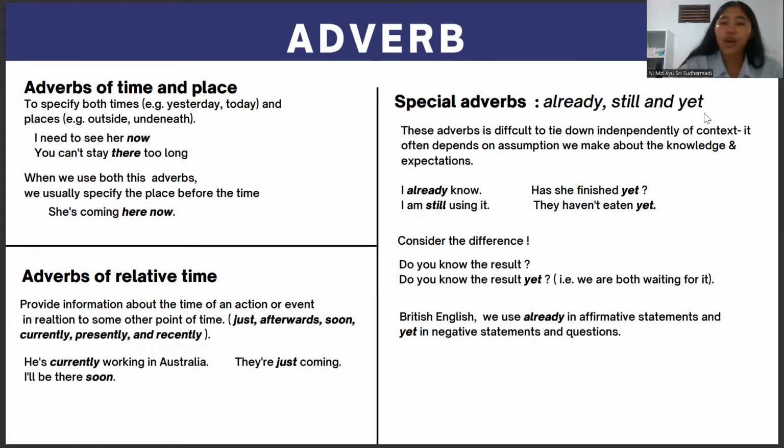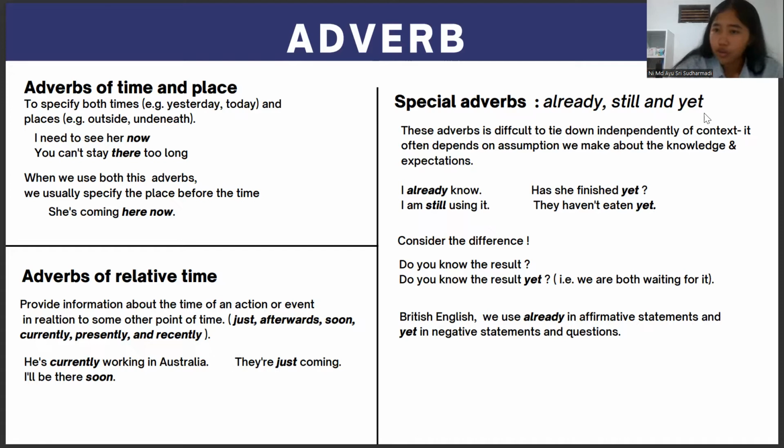And next, we have special adverbs, for example already, still, and yet. These adverbs are difficult to tie down independently of context. It often depends on assumptions we make about the knowledge or expectation. For example, I already know. I'm still using it. Has she finished it yet? They haven't eaten yet.